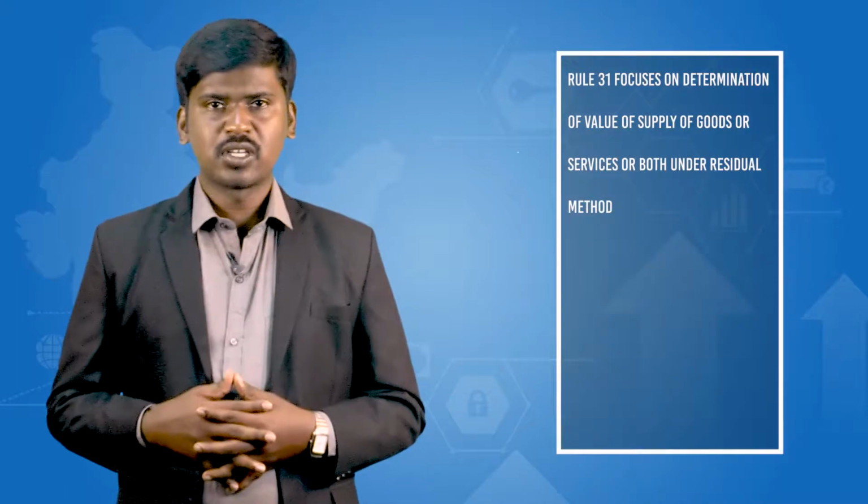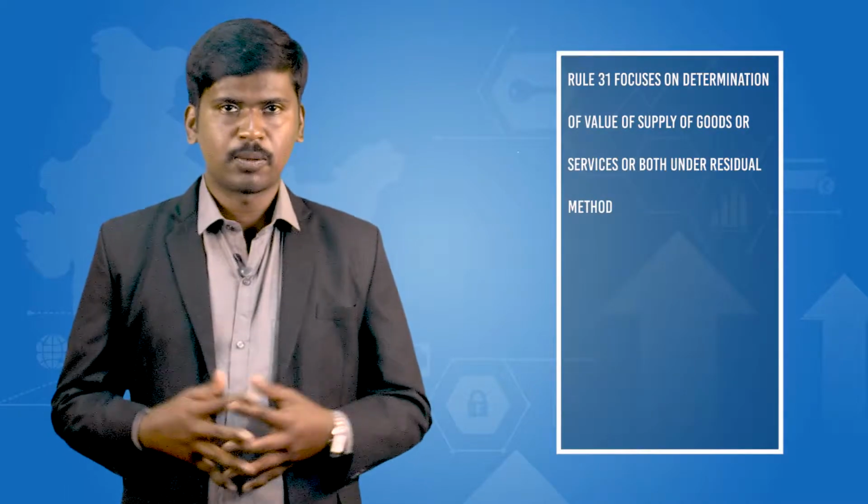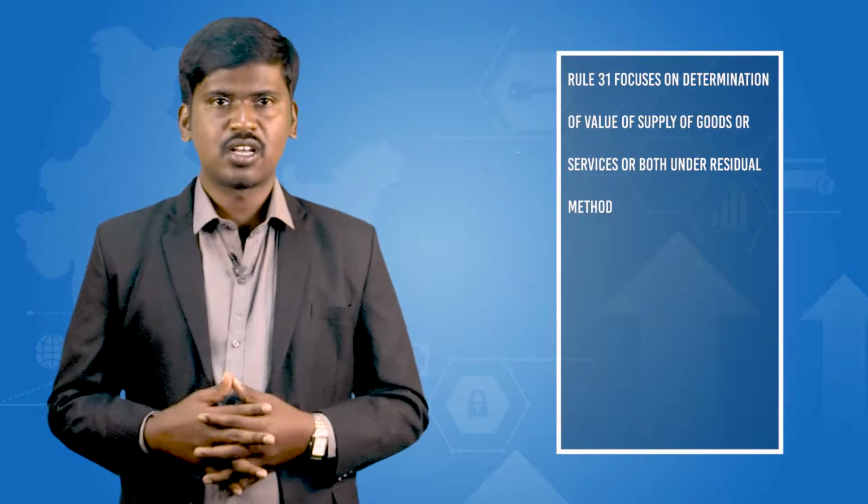Rule 31 focuses on determination of value of supply of goods or services or both under the residual method. If the value of supply of goods or services cannot be determined in all the above cases, then the value of supply shall be determined by applying reasonable means consistent with the principles and general provisions of section 15 and the provisions of the Act. In case of supply of services, the supplier may opt for this rule by ignoring rule 30.